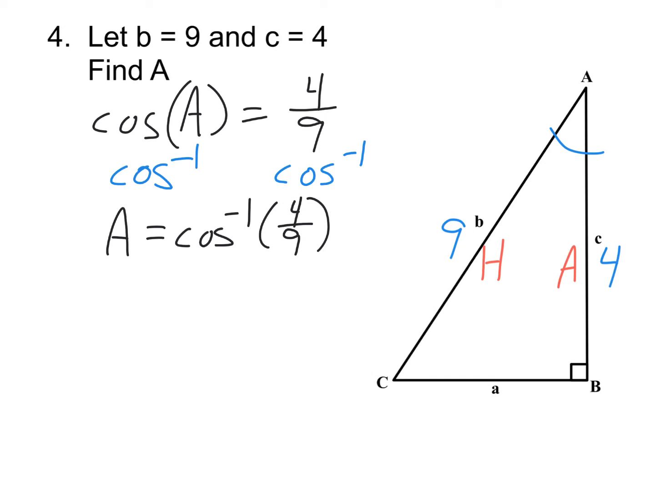All right, so now I'm actually at the point where I can do the calculation. Depending on what type of calculator you have, how you type it in will change. On a graphing calculator, typically, you'll do second cosine, which gives you the inverse cosine part, and then 4 divided by 9. If you're on a scientific calculator, you do 4 divided by 9 first, and then second cosine to get the inverse cosine.